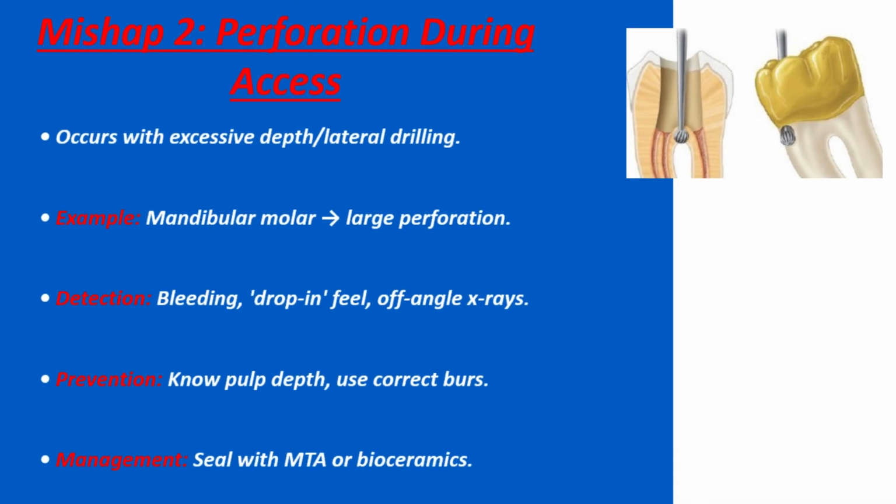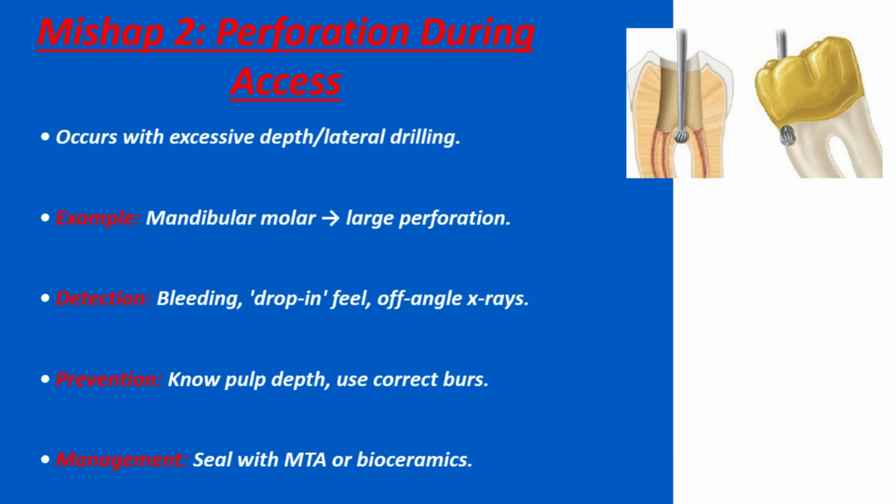2. Perforation during access preparation. Explanation: This happens when your burr accidentally goes too deep or laterally outside the correct path, causing a hole in the tooth structure, usually in the floor or wall. Example: a patient with a mandibular molar, large mesial perforation due to aggressive access without depth control.